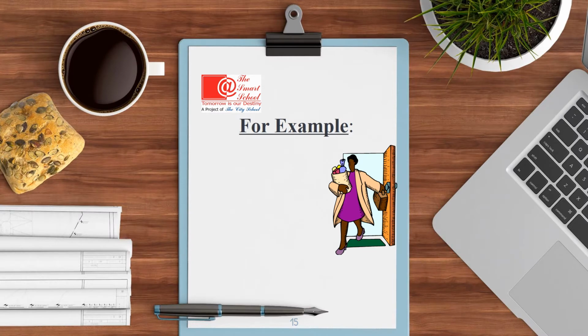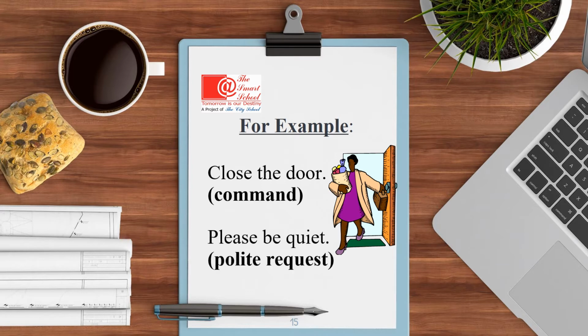Now look at these two examples over here. Close the door. It's a command. Please be quiet. It's a polite request from someone. And both these types of sentences are called imperative sentences.